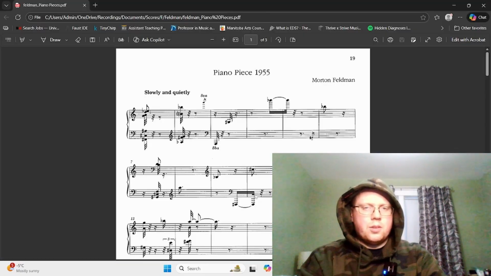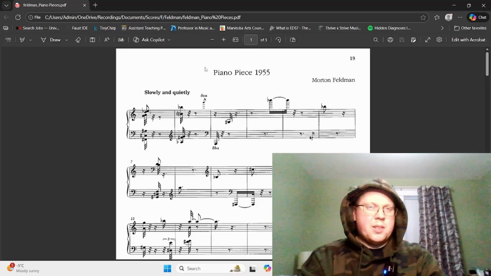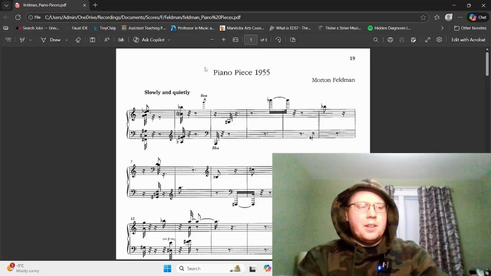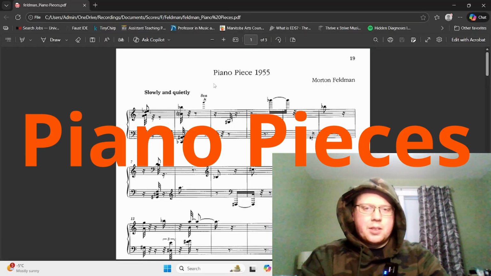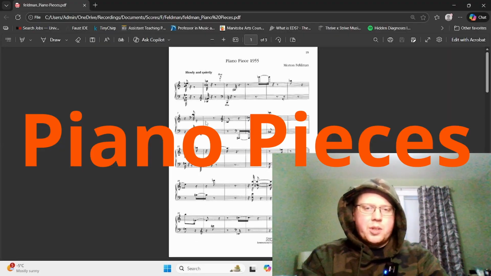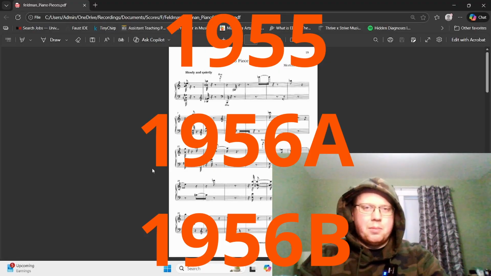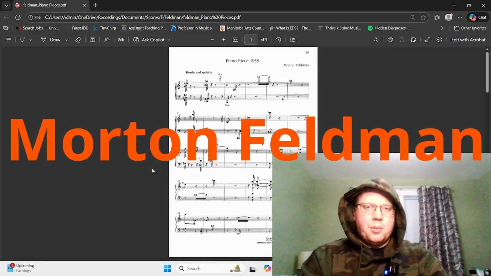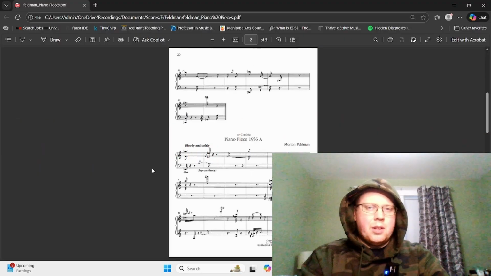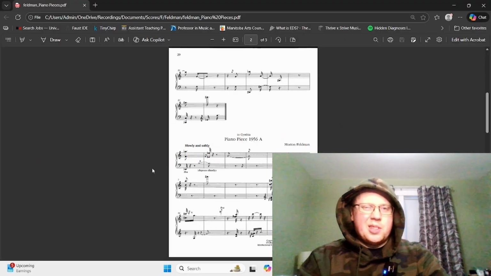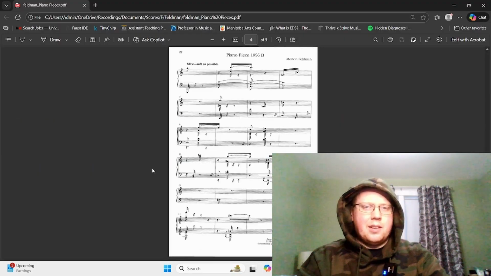Okay, so today we're looking at Morton Feldman's piano pieces from 1955, 1956. So yeah, there's this one. For whatever reason, I have them all in the same PDF. Maybe they belong to the same publication. But yeah, there's Piano Piece 1955, Piano Piece 1956A, and Piano Piece 1956B.